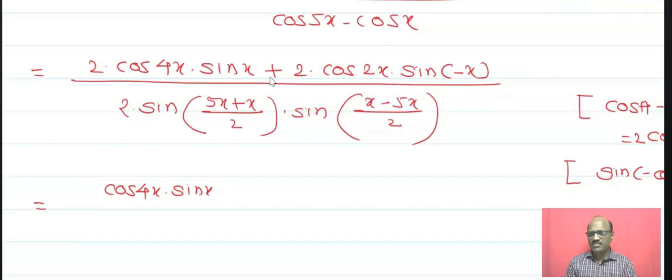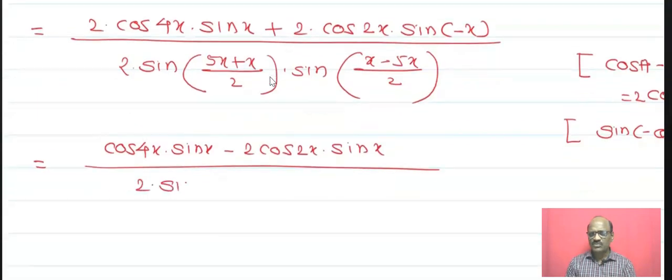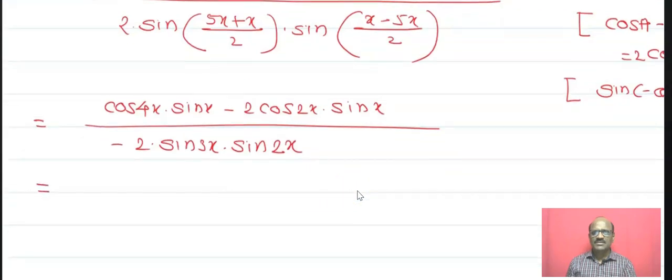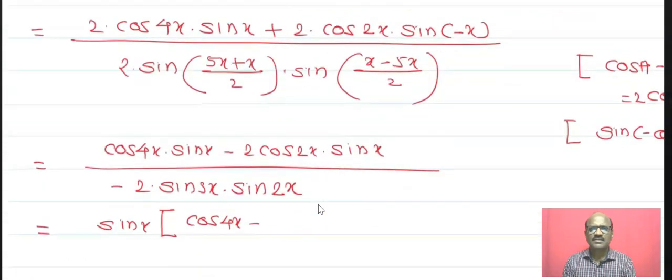from the denominator and numerator we will take 2 common, and that 2 will get cancelled. Therefore, you will get cos of 4x into sin x minus 2, but here it was not needed. Cut it. That is, see this here. We'll cancel that too.